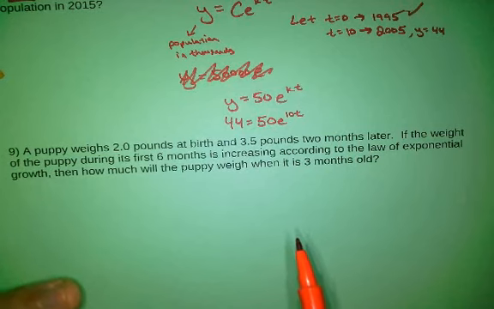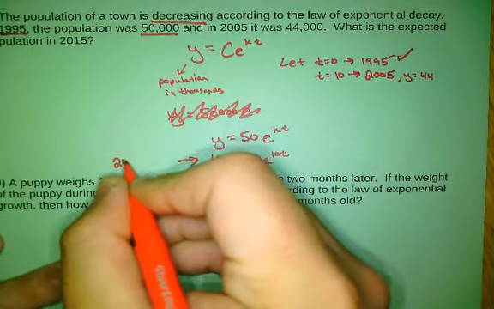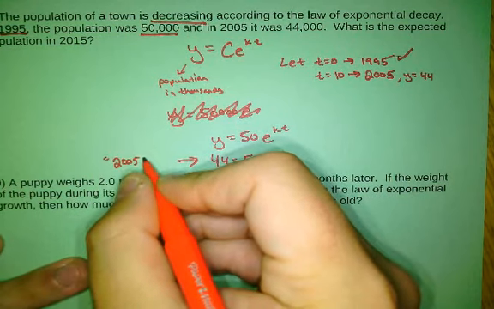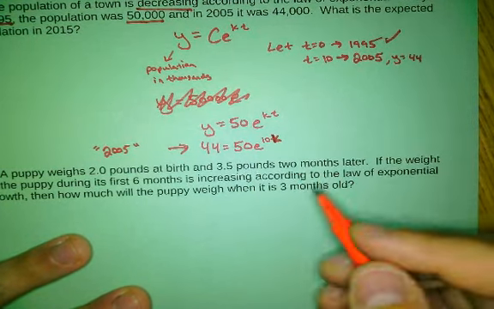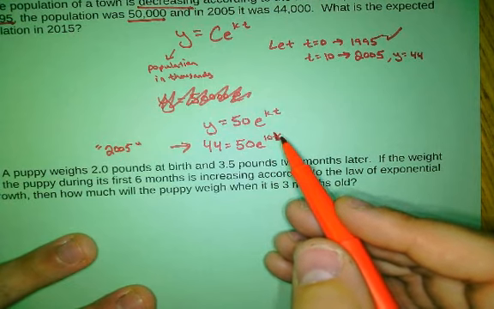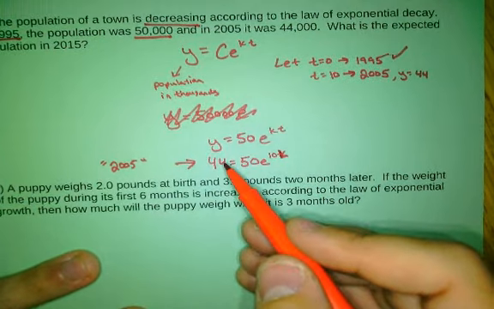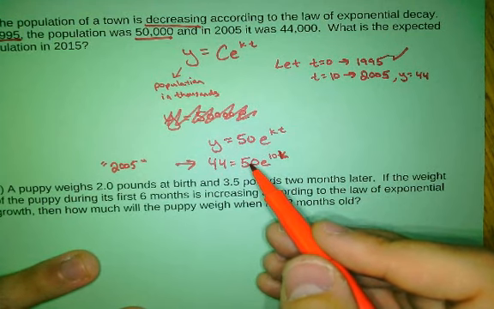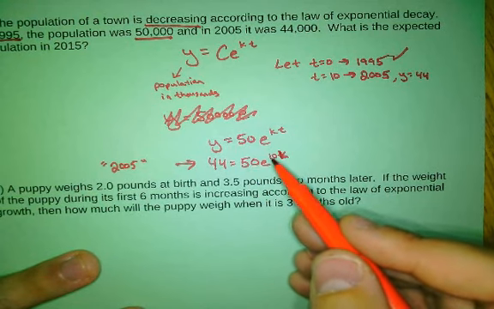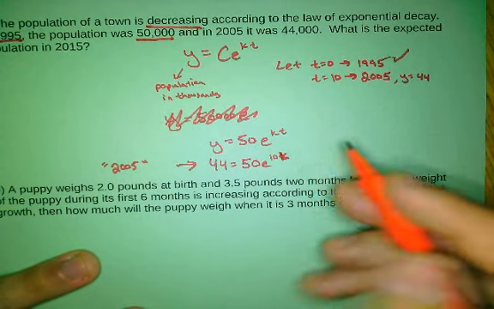This is my 2005 statement. 44 represents the population again in thousands. Oh, that was the confusion? Okay, 50 is the initial population, e to the 10k is the time in 2005, and then I need to solve for K. Still need to solve for K here.